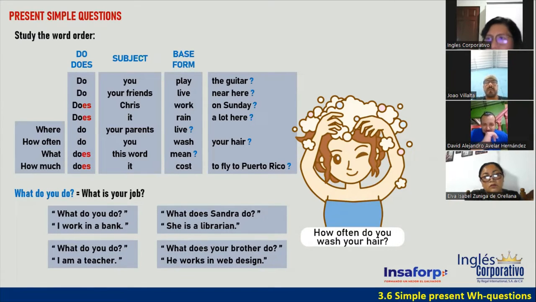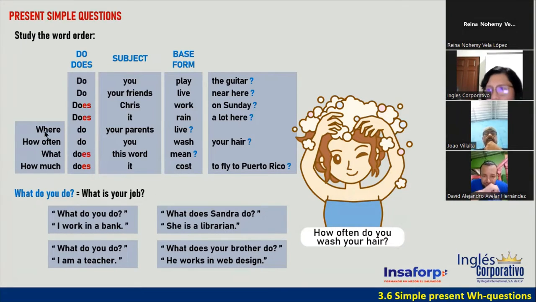And then we have WH questions. So we were saying that when we use WH questions, we're going to begin with a WH word or a WH phrase. What's the difference, Marce? ¿Cuál es la diferencia entre la WH word y la WH phrase? Que la WH word es una sola, where, what, etc. Y la frase pues incluye más de una palabra. How often, how much, what time, etc.